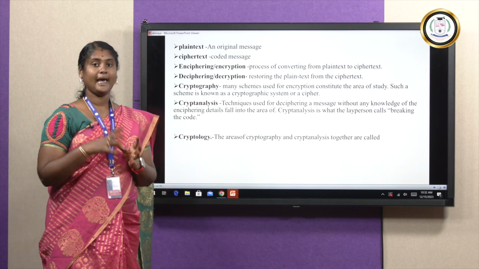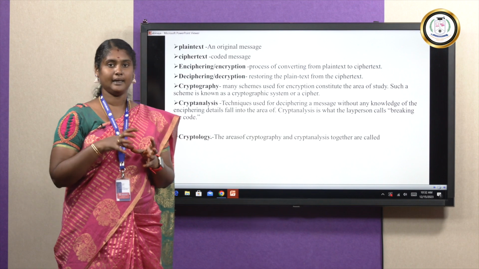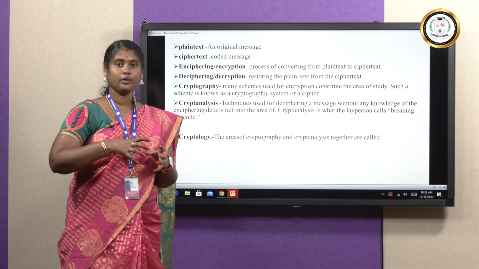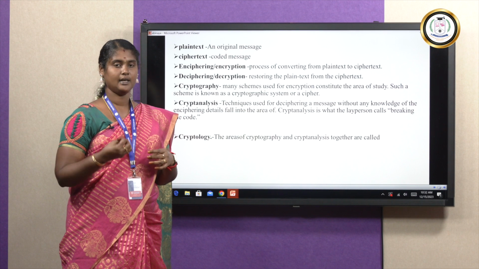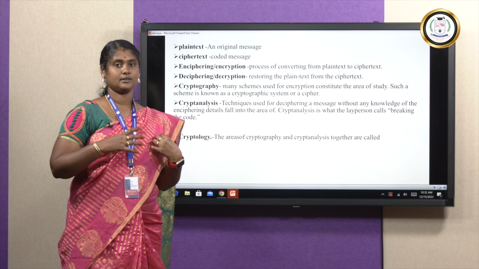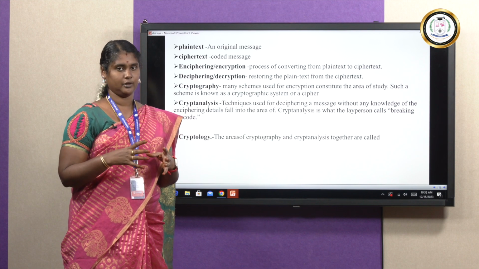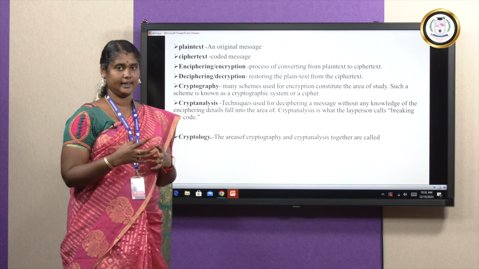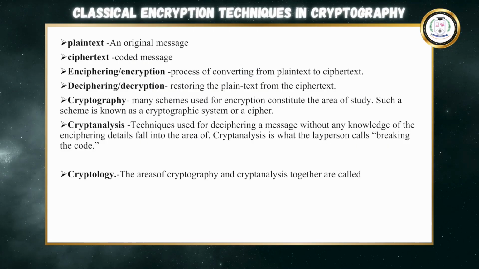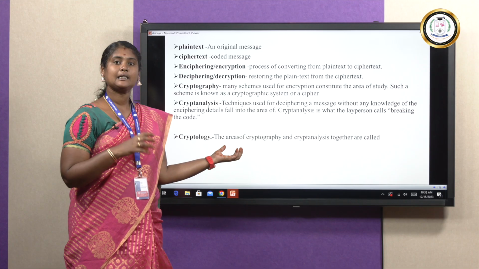Converting plain text into ciphertext is called enciphering or encryption. Deciphering or decryption means retrieving your original message. The study of these methods is called cryptography. Finding out the data without knowing the key is called cryptanalysis. Cryptography and cryptanalysis together are called cryptology.